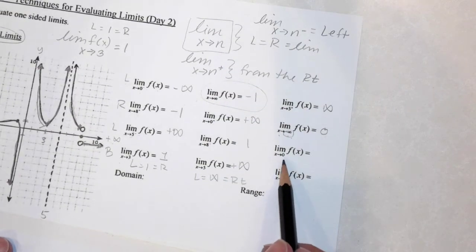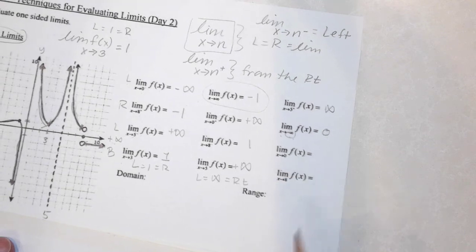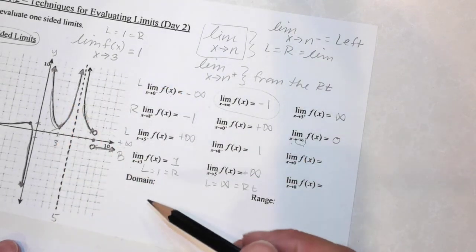How about as x approaches 0? There's no plus, no minus, so I'm just coming at 0 from both directions.